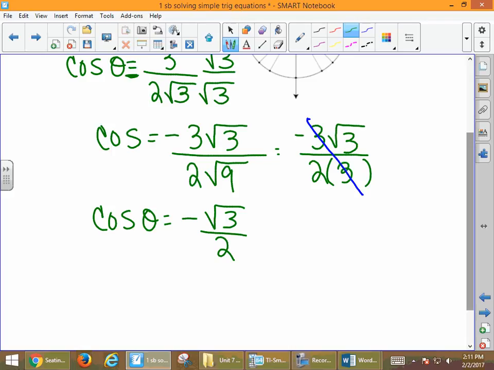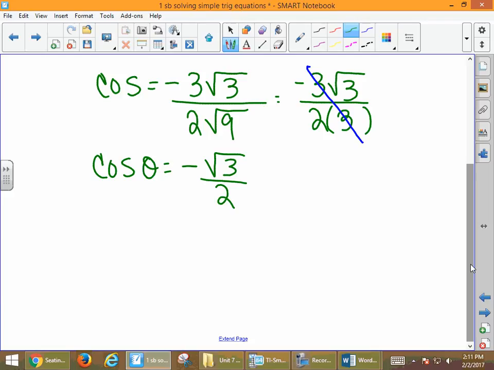So what angle has a value of negative the square root of 3 over 2? And if you need to, start with where is cosine the square root of 3 over 2, the first quadrant angle. Ethan's saying pi over 6, which is true, but 5 pi over 6 is the second quadrant angle. And then what's our third quadrant angle?